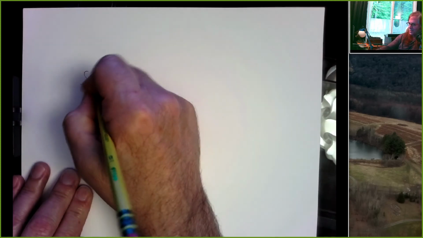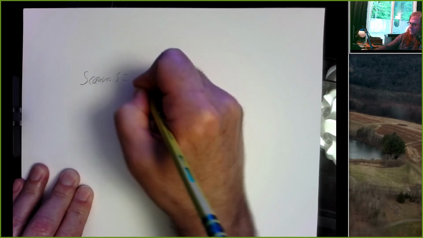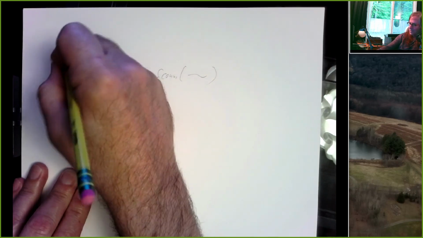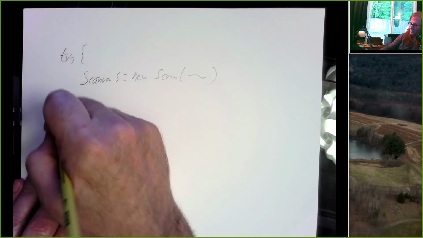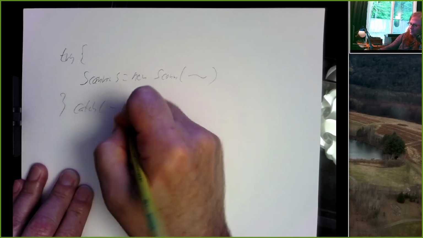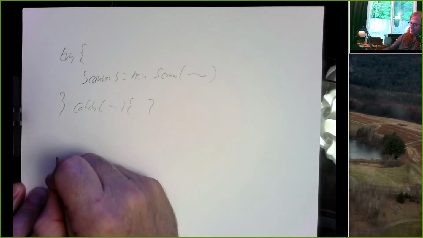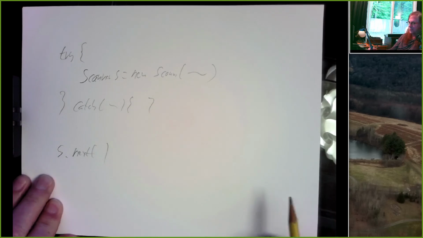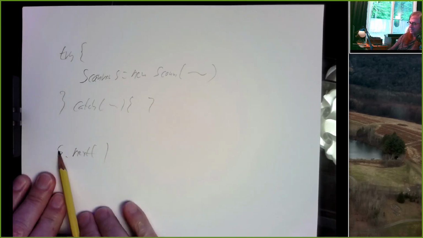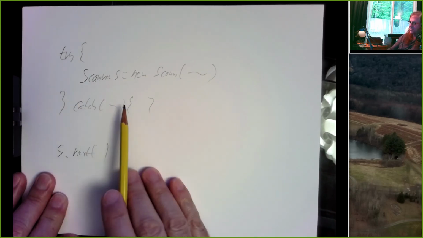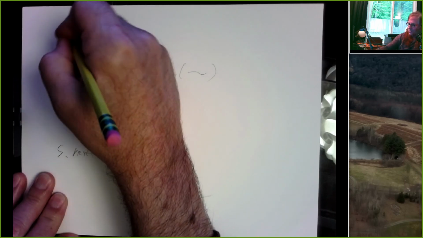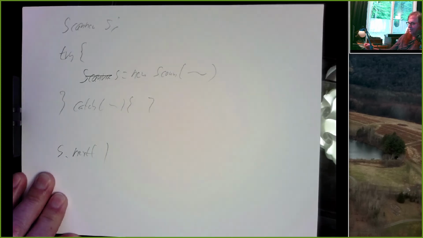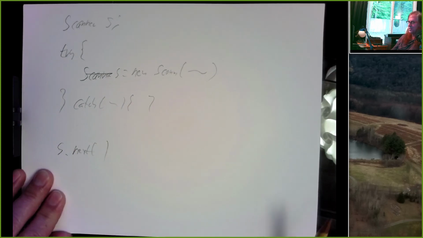So if you say Scanner s equals new Scanner, and you put this in a try statement, and you have a catch statement, and then you try to do s.next, that will throw an error because s does not exist out here. S was defined inside this try block. So before the try block, declare your object, and then construct it inside your try block.